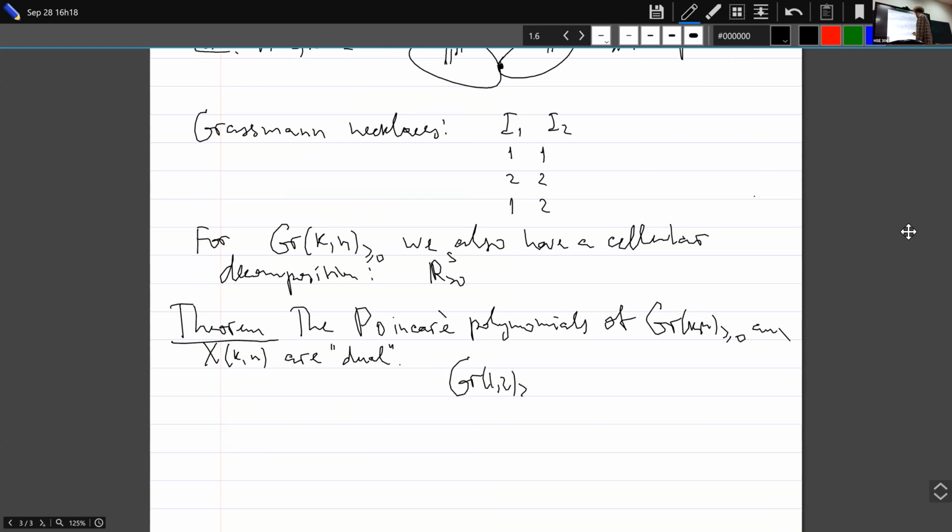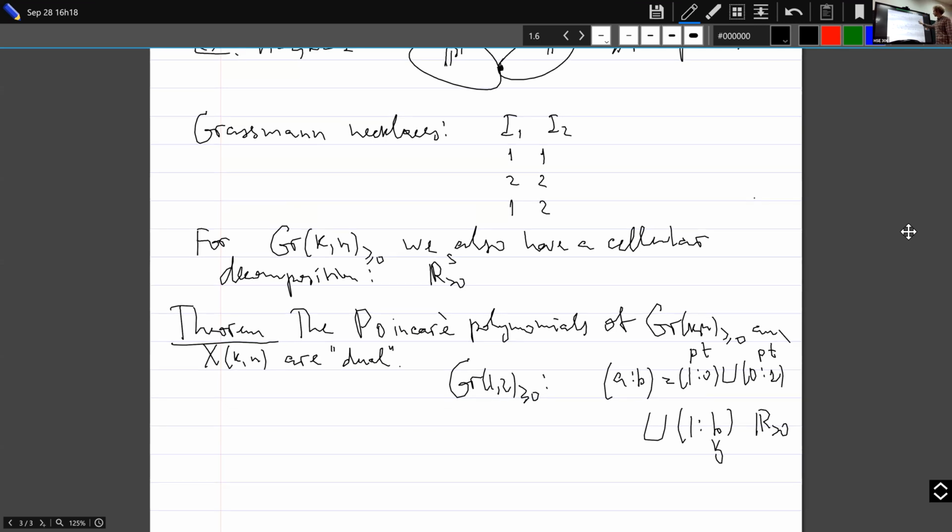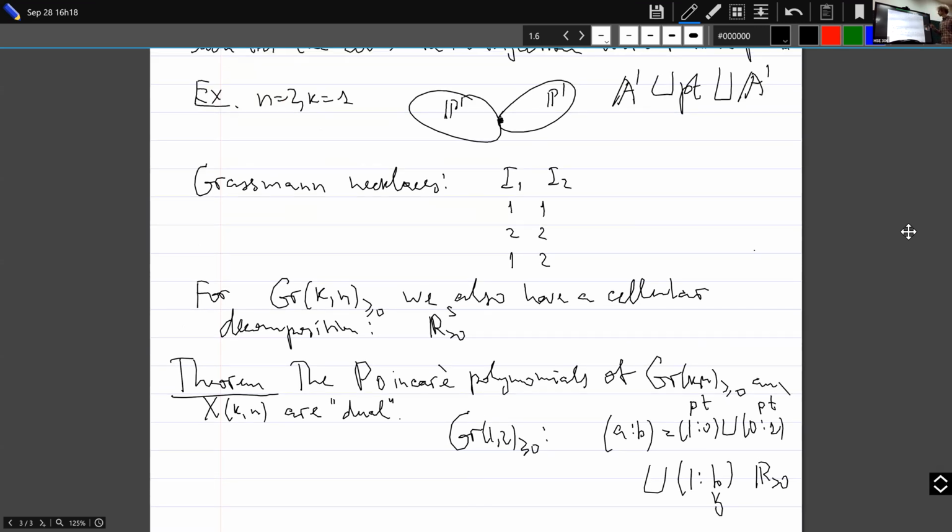This is, so you have pairs AB, both being non-negative. So this decomposes as (1,0), (0,1), and (1,B), where B is positive. So it means that you have a point, and R. So you have two zero-dimensional cells and one one-dimensional cell. And here you have two one-dimensional guys and one zero-dimensional.